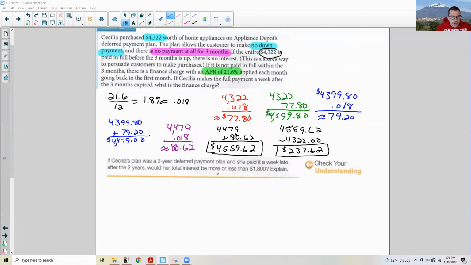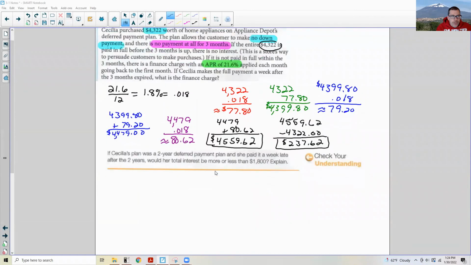All right, now to check your understanding is a bit of a review from chapter 2. All right, so here's what we're going to do. It says, if Cecilia's plan was a 2-year deferred, 2-year payment plan, and she paid it a week late after 2 years, would her total interest be more or less than $1,800?